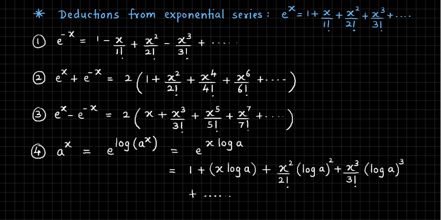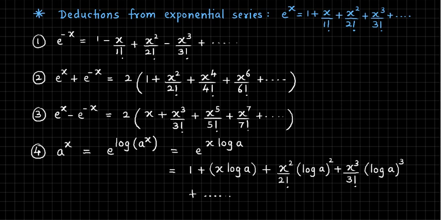Alright, so here are the deductions from the exponential series. For our reference, we have the exponential series written on the top. Now if we replace x with minus x in the original series, all the odd powers of x will become negative. So we get e raised to minus x as shown on the right hand side here. So that's the first deduction.